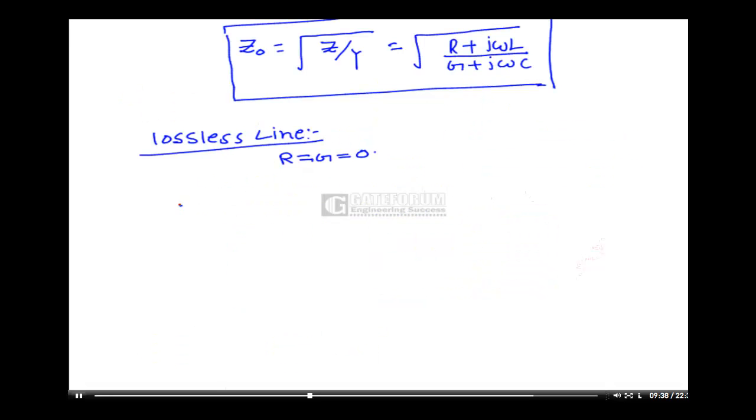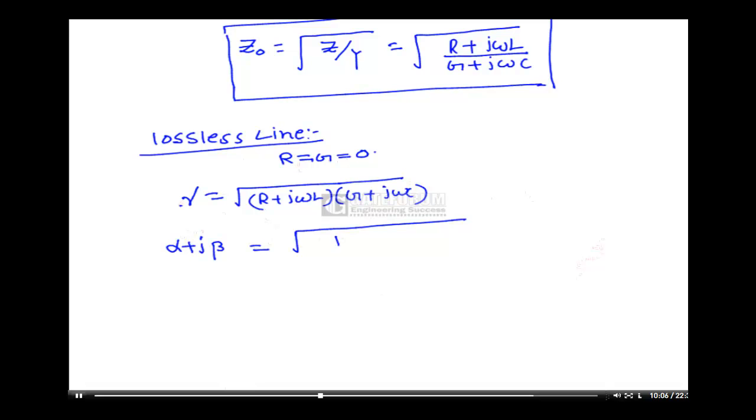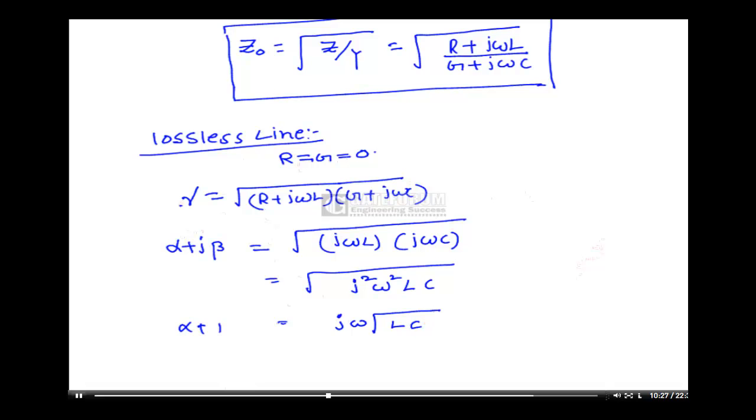Now, what happens to the propagation constant gamma? Gamma is equal to square root of (R plus j omega L) into (G plus j omega C). Now put R equal to 0 and G equal to 0 in this equation. Then gamma is equal to alpha plus j beta is equal to square root of (j omega L) into (j omega C), which is nothing but square root of j square omega square LC. I can take j omega out, because j omega is whole squared, so j omega square root of LC is nothing but alpha plus j beta.